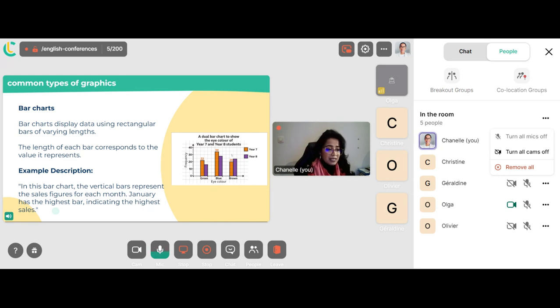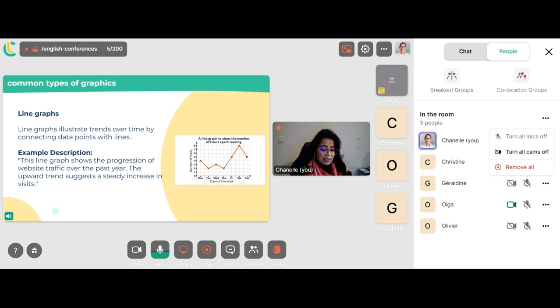What we can often see is a dual bar chart showing the eye color of year 7 and year 8 students. By the bars, we can see that in year 7, which is displayed by the orange, the highest color is blue. And we can see by the purple that in year 8, the highest color is also blue. Unfortunately, there is not a figure, but if we look at the frequency bar, we can see that that color is around 28 or 29, which is the highest. So this is a bar chart.